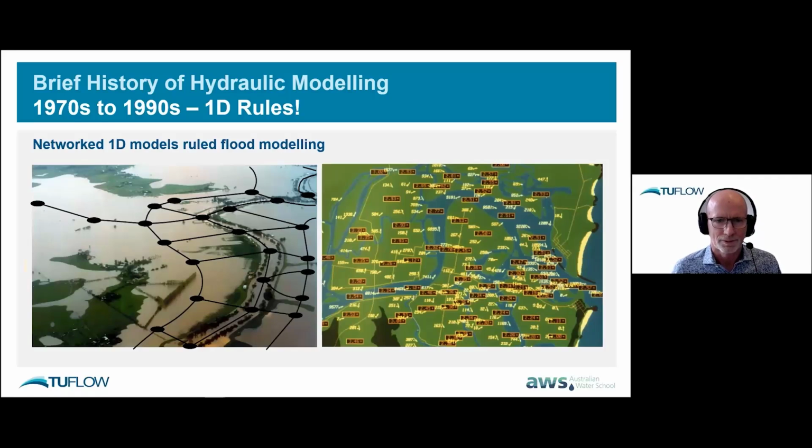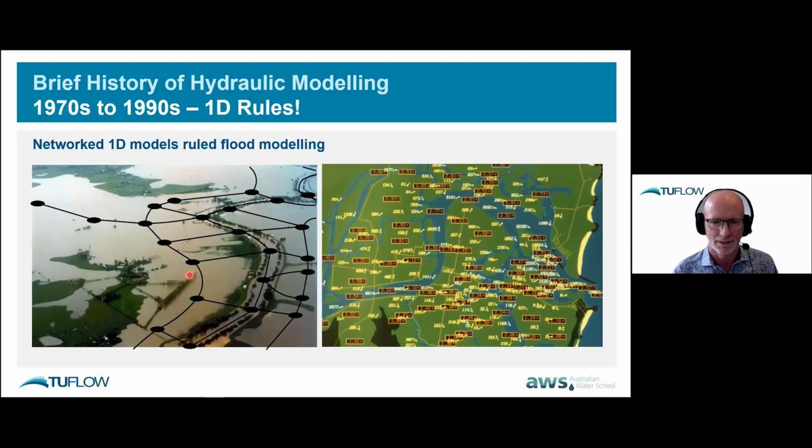And so the first models that sort of ruled flood modeling were what we call 1D models. Basically we're making a network of channels. So we've got a flow path down the floodplain here, we've got a flow path down the river. And each of those lines, if you like, each channel would have a cross section or cross sections associated with it. So that's the profile of the river, profile of the floodplain.